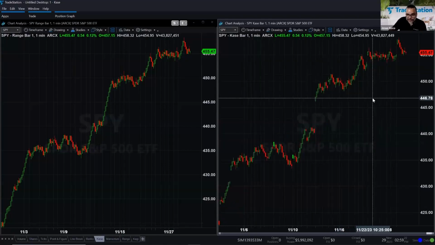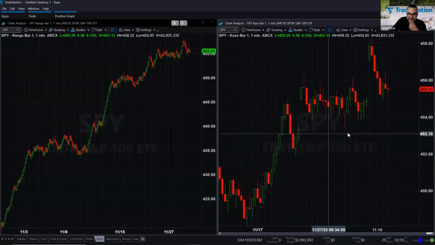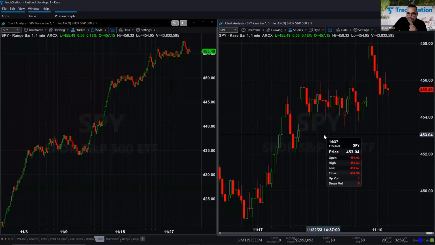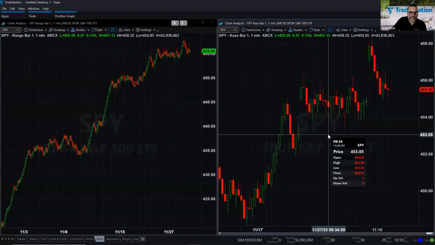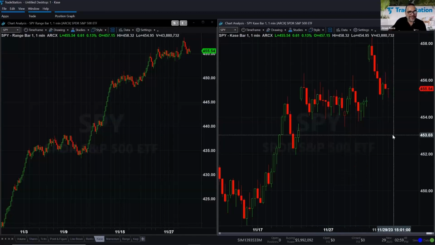That's the reason why, let me open this up a little bit. That's the reason why when you look at some of these candles, let me find one. Here's one. Take a look at this candle. Take a look at the difference between the high and the low. The high is 455.50. The low is 454.44. So the difference between the high and the low is exactly 96 cents. Not quite the $1 that we were targeting.